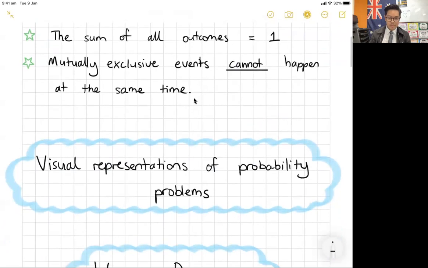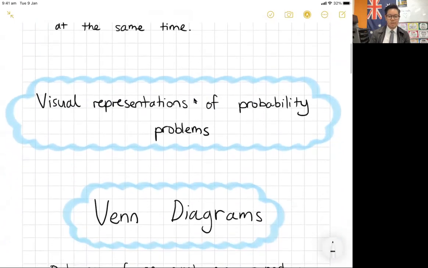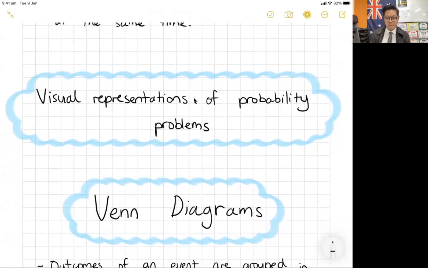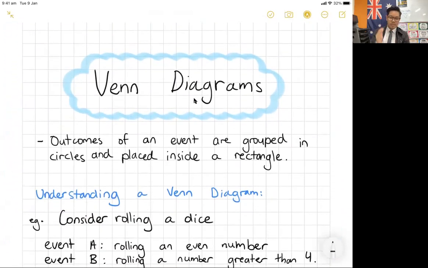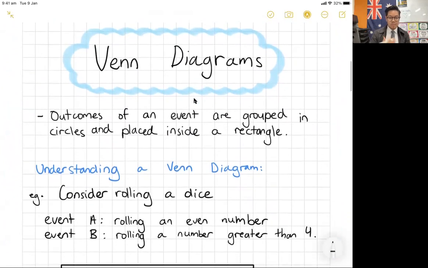Now we're going to move on and look at what we call visual representations of probability problems. When there are probability problems, sometimes there are ways that we can write things out or even draw things that help us to understand. The first one we're going to look at today and over the next lesson is Venn diagrams. I want you to write this down in your books. I expect all of this will be done, so I will be checking.